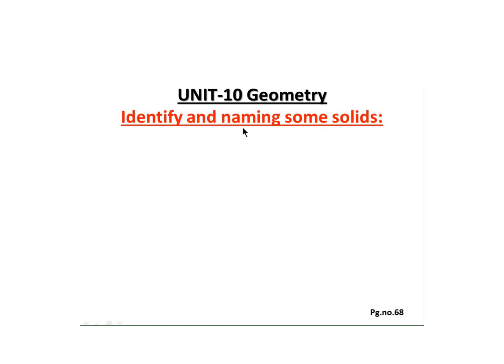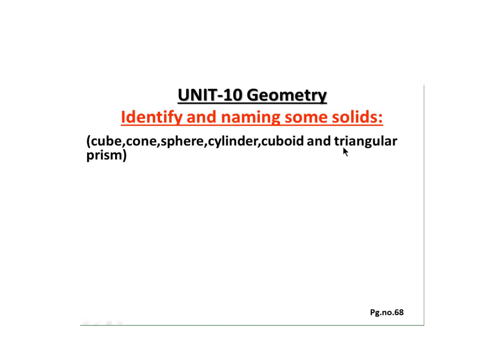See, number one question, identify and name some solids. There are the names of some solids. You have to identify these and then write down the names. What's the first one? Cube, cone, sphere, cylinder, cuboid, and triangular prism. See, now what is number one?